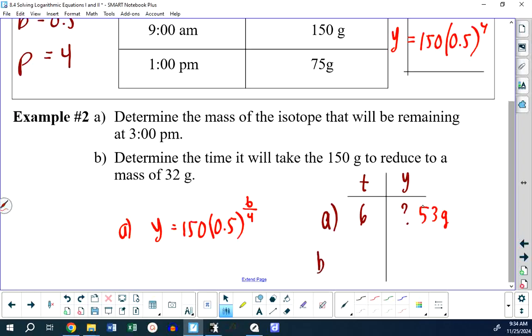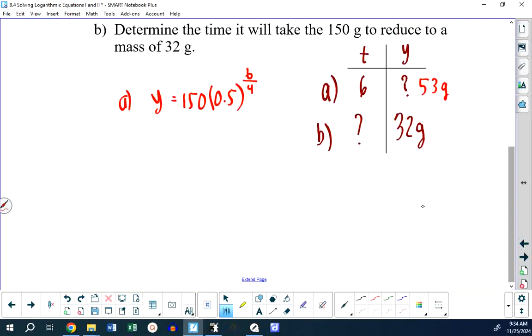What B is asking is how long does it take to be reduced to 32 grams? Which means you're going to change y to 32 in the equation and solve for t. Which we now know how to do algebraically. This would have been a question that I would have given you second lesson of the unit, maybe third, and we had to solve it graphically. What you're going to do now is divide both sides by 150.